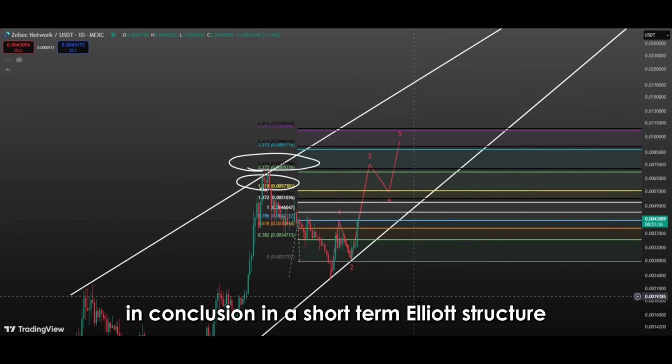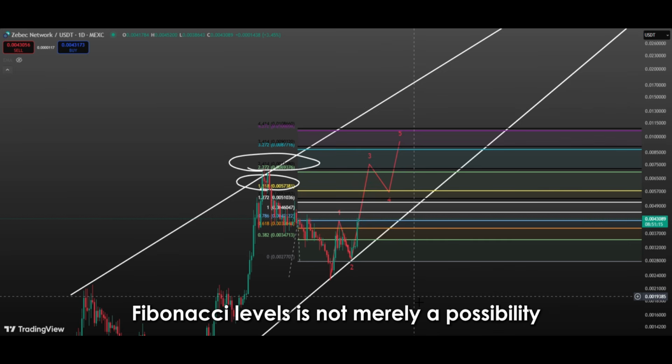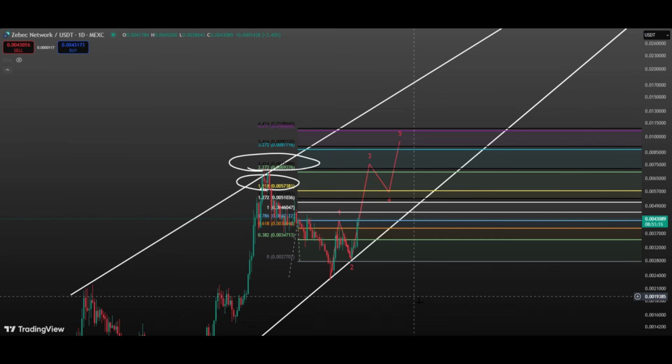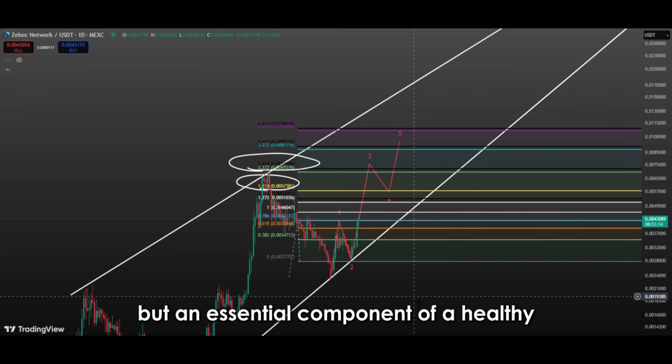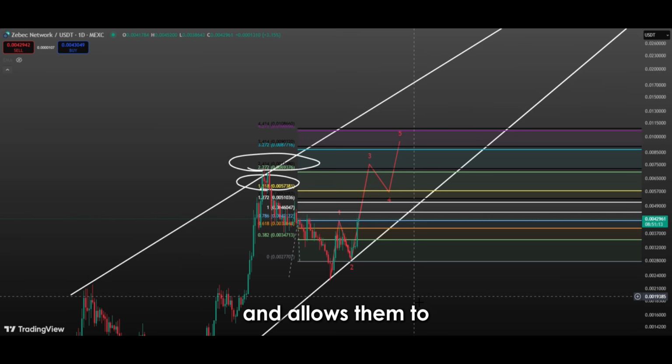In conclusion, in a short-term Elliott structure, the third wave reaching these two core Fibonacci levels is not merely a possibility, but an essential component of a healthy technical formation. This creates confidence for investors and allows them to shape their strategies around these levels.